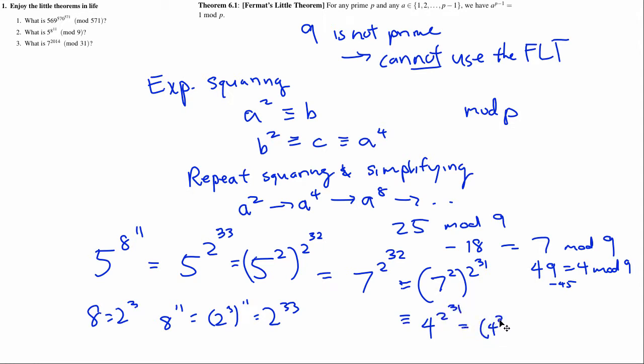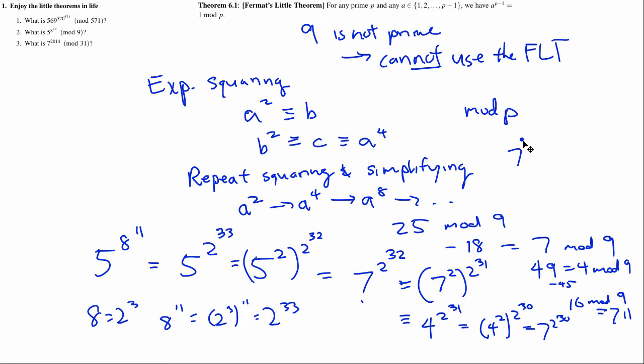We rewrite this again. And now 4 squared is 16 mod 9 is equal to 7. So now we have a loop between 4 and 7, which is amazing because this simplifies our lives by a lot. So now that we've established this, we now take a look at the pattern.